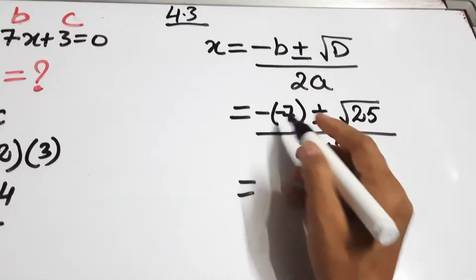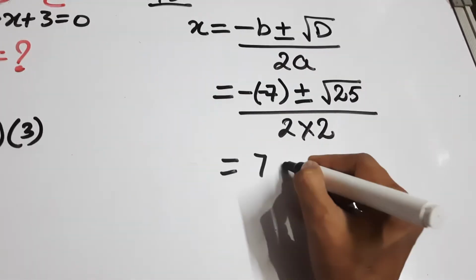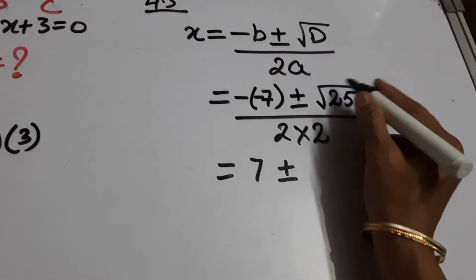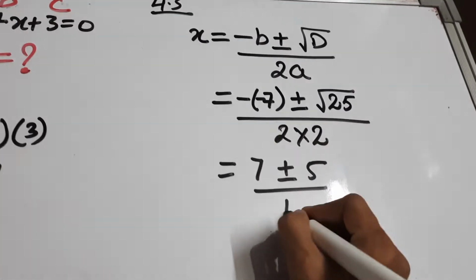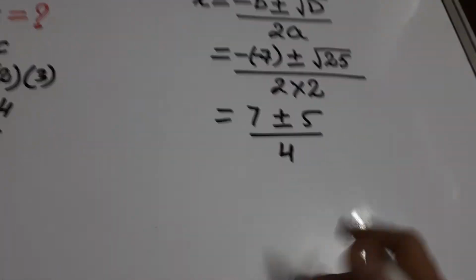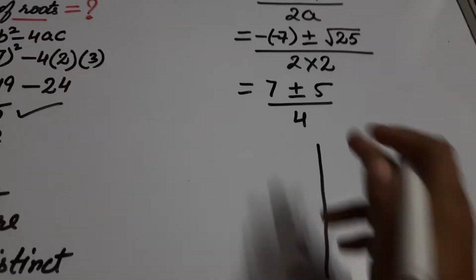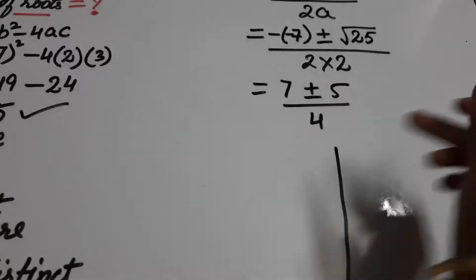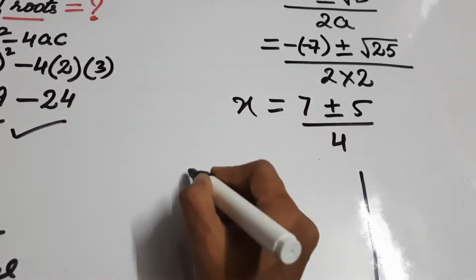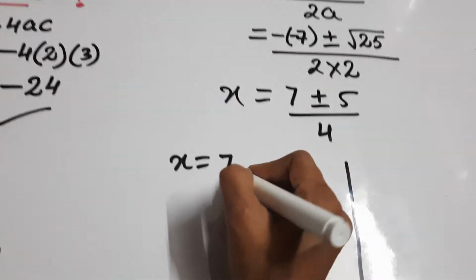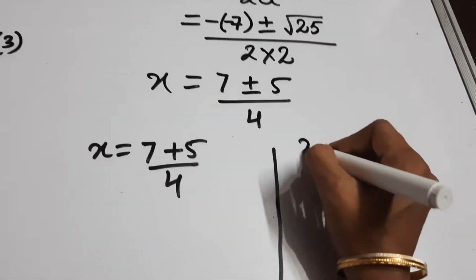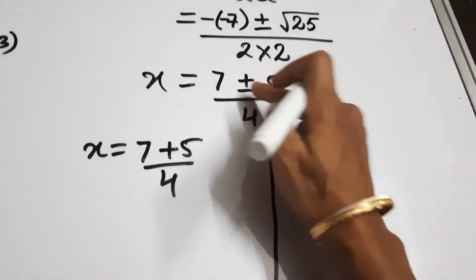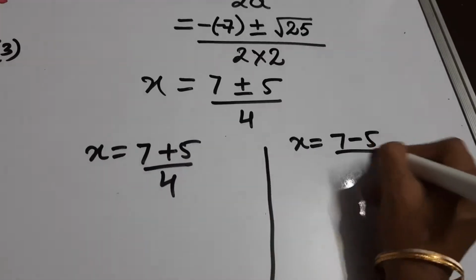So minus minus plus 7 plus minus root 5. Square root of 25 is 5. 2 2s are 4. So now we will make two cases, one for plus and one for minus. So when x is equal to 7 plus 5 by 4, and in other case we'll take x equal to 7 minus 5 by 4.